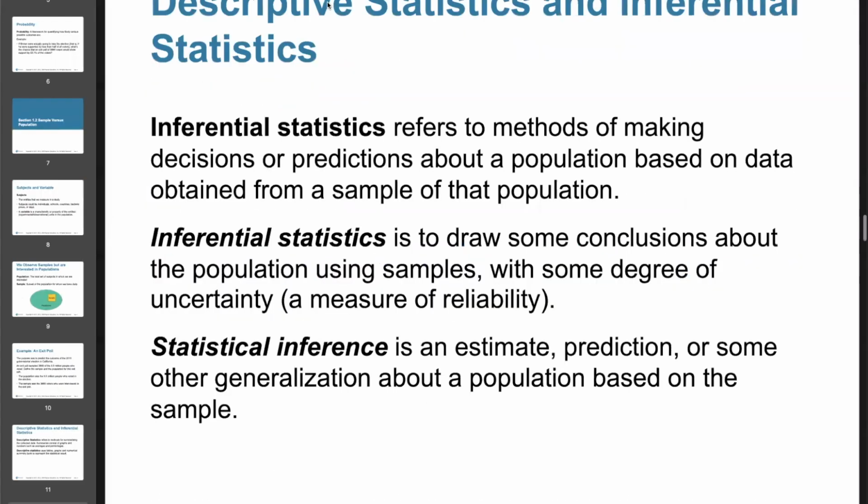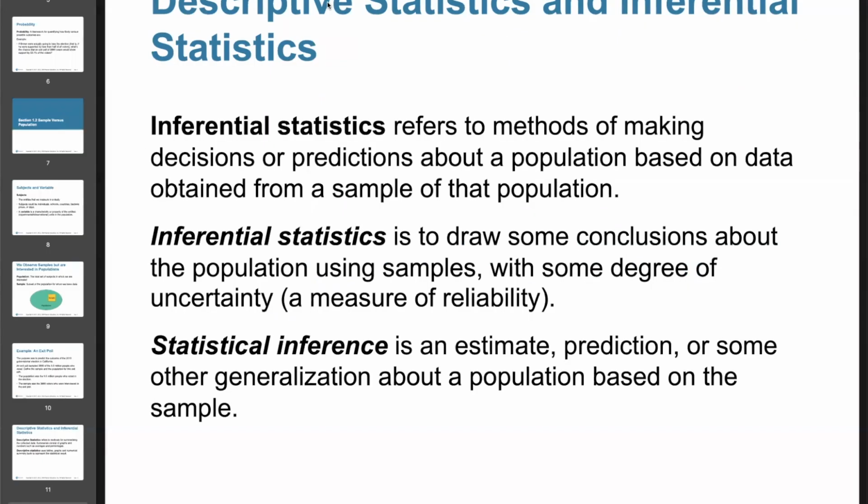Inferential statistics refers to methods of making decisions or predictions about a population based on data obtained from a sample of that population. In other words, inferential statistics is about drawing conclusions about the population using samples, with some degree of uncertainty or a measure of reliability. Statistical inference is an estimate, prediction, or some other generalization about a population based on the sample.